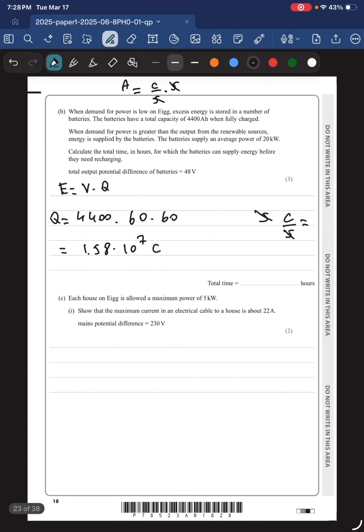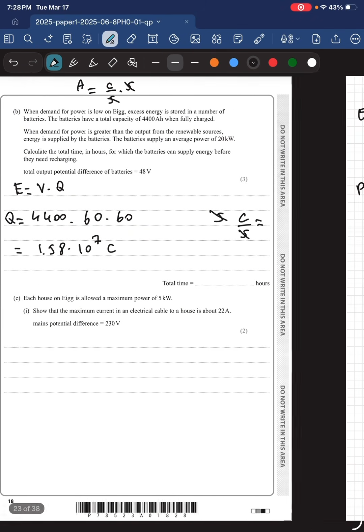And then the power that can be outputted by the batteries. Sorry, the batteries supply an average power of 20 kilowatts.